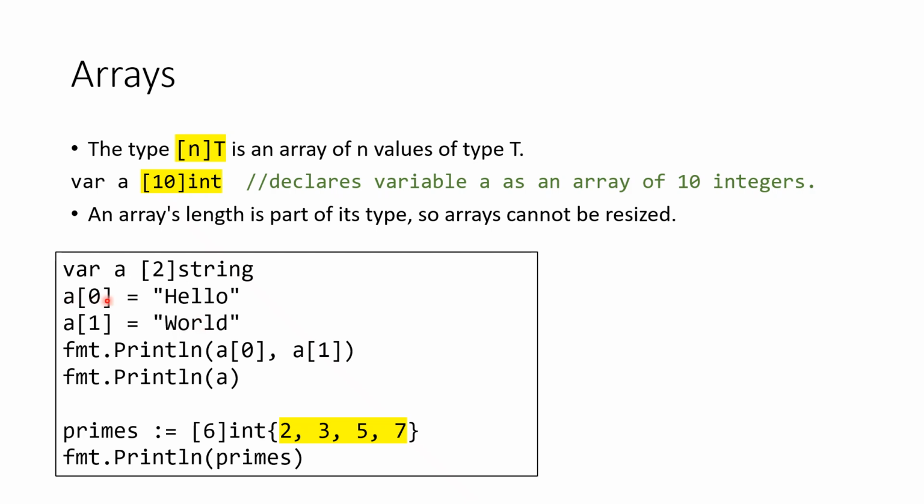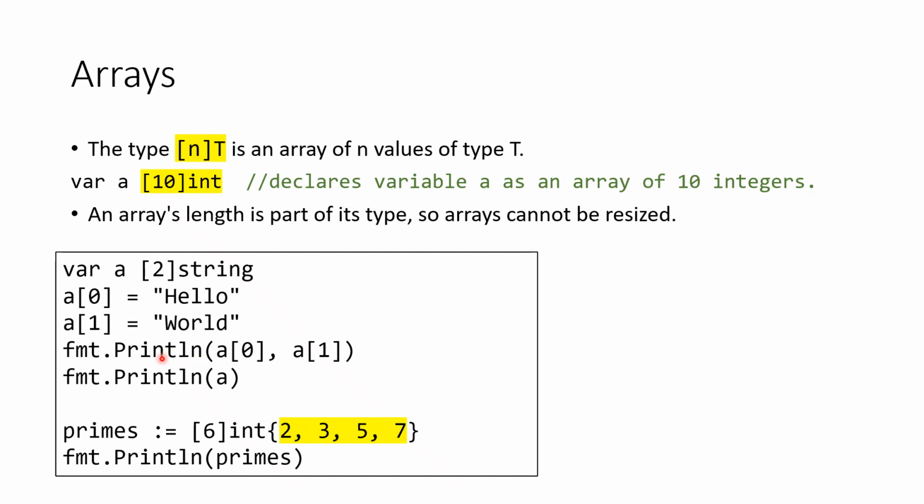Recall that in Golang and also in several other languages, to access an element of an array, we use the syntax that starts with the array name, followed by the open bracket, then the index, then the close bracket. And the index of an array always starts with 0. So a[0] indicates the first element of the array a, and a[1] indicates the second element of the array a.